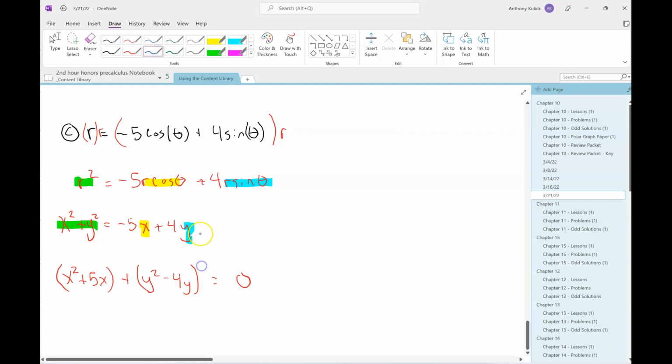Oh, no, there's no squared on the y. But yeah, there was something wrong with that. All right, so complete the square for the x's. What do I need to do? I need to add 5 over 2 squared to both sides, right?